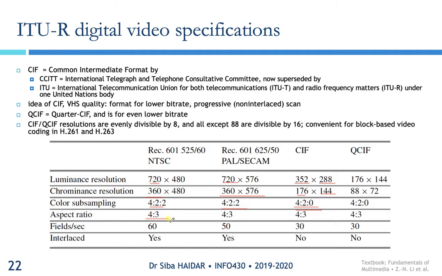What about the aspect ratio? The aspect ratio is 4/3 in all four digital formats. As for the number of fields per second, we have 60 fields per second for the NTSC because this is interlaced, and we have 30 frames per second, so of course we have 60 fields per second, and 25 becomes 50 because it's the double. For CIF and QCIF, it is not interlaced. Those are two progressive video standards, and that's why we have 30 frames per second, 30 fields. One field is one full frame.